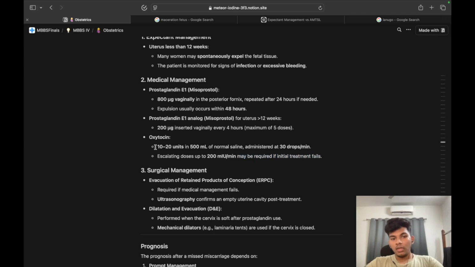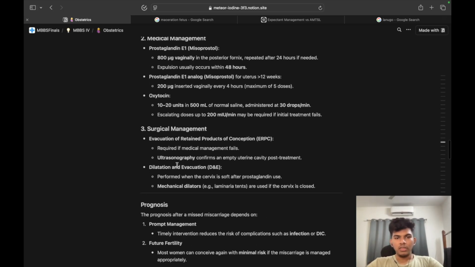So again, 10 to 20 units in 500 ml of NS at 30 drops per minute, escalating the dose up to 200 milli international units per minute if this fails. So, 200 is if the first one fails.